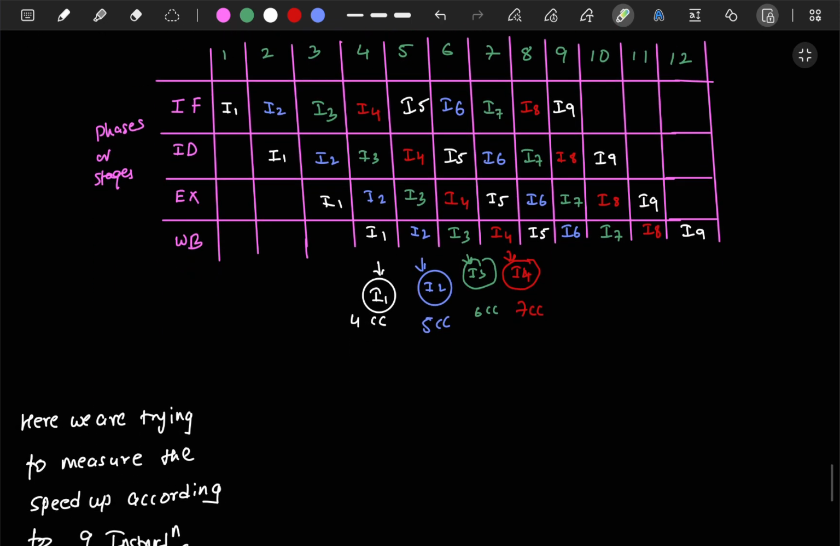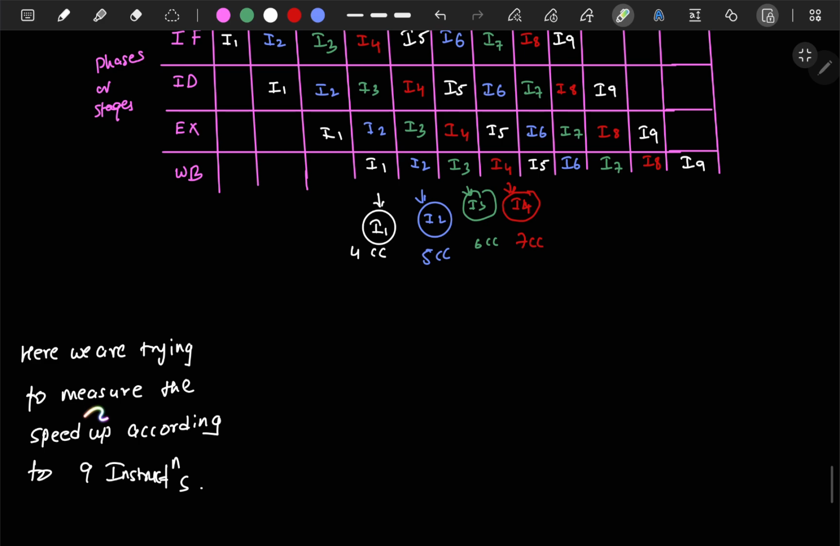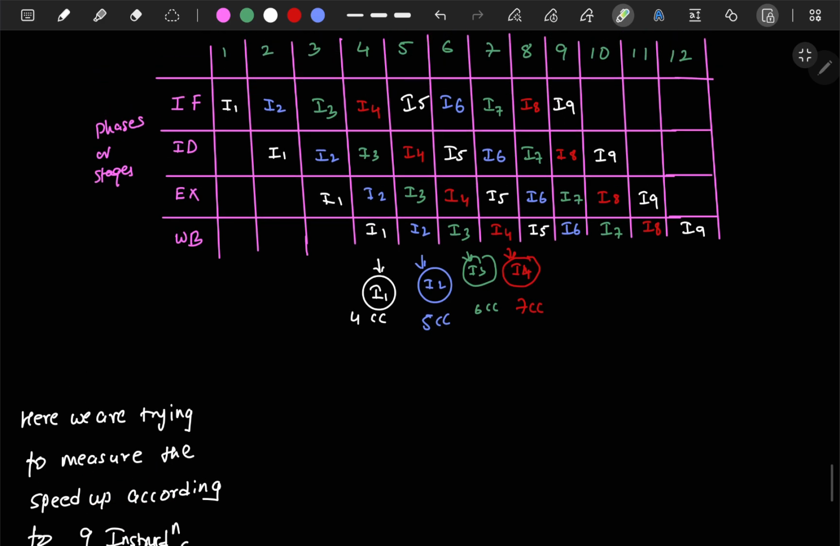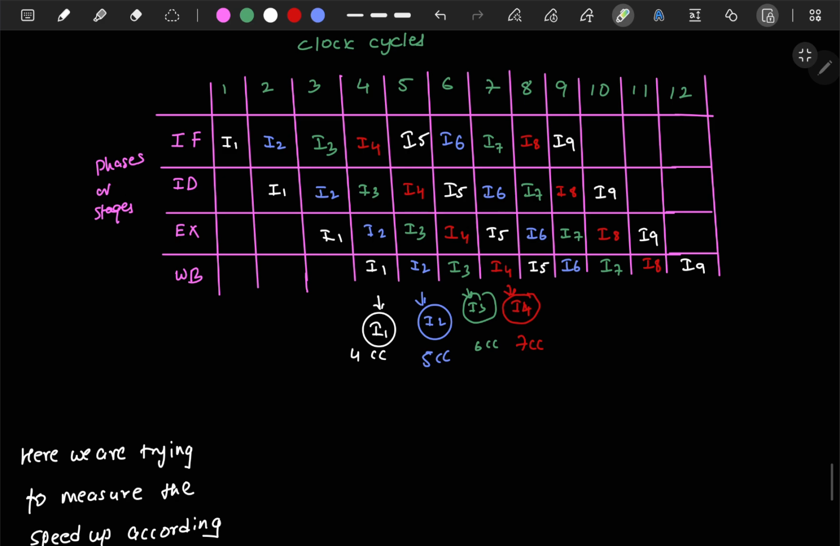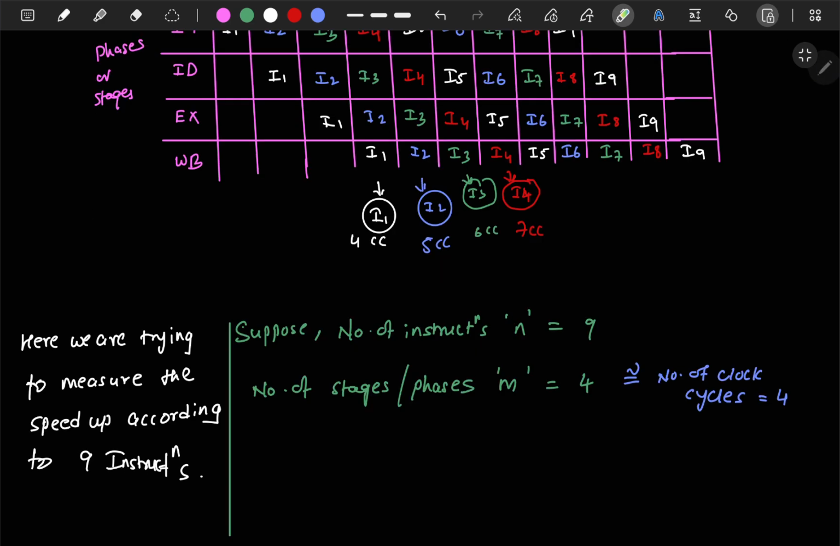I told you, here we are trying to measure the speed up according to 9 instructions, because we have already seen this particular example. So we will try to calculate the speed up for 9 instructions. Let's see. Now let's try to calculate speed up for 9 instructions.